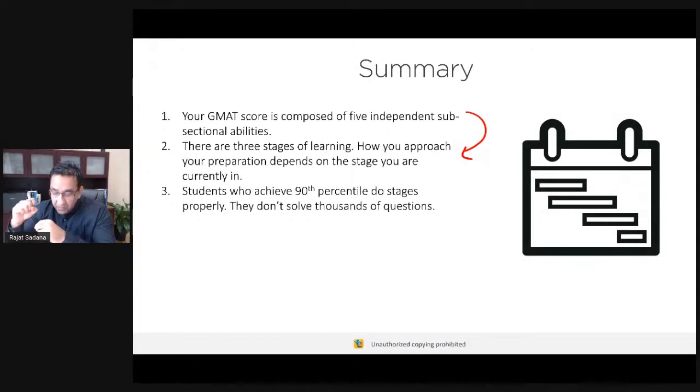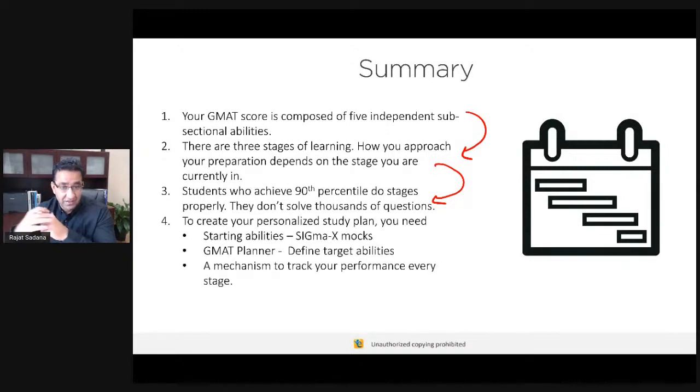If you want to hit that 90th percentile efficiently in the first go, without wasting time and money on taking the GMAT multiple times, you've got to do the stages properly. And solving thousands of questions is not the way to get to that 90th percentile.